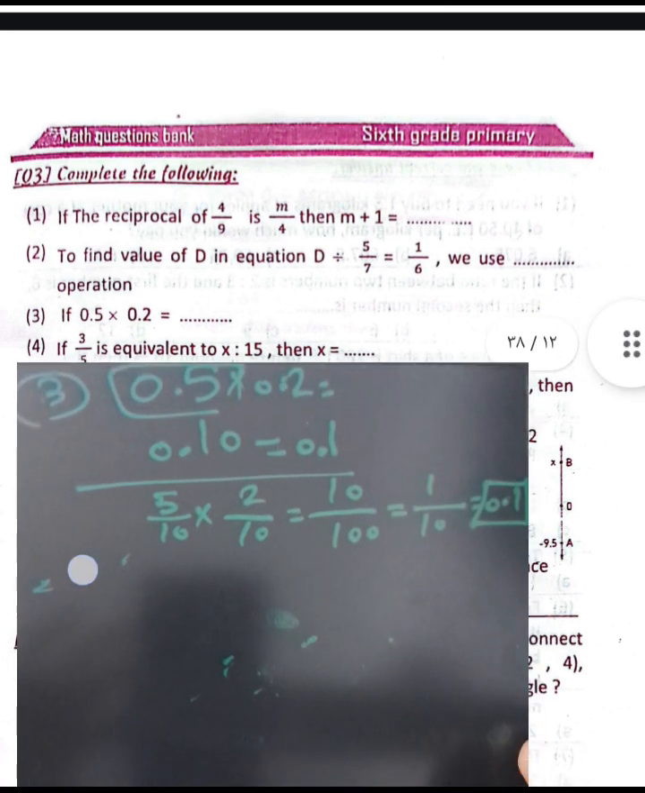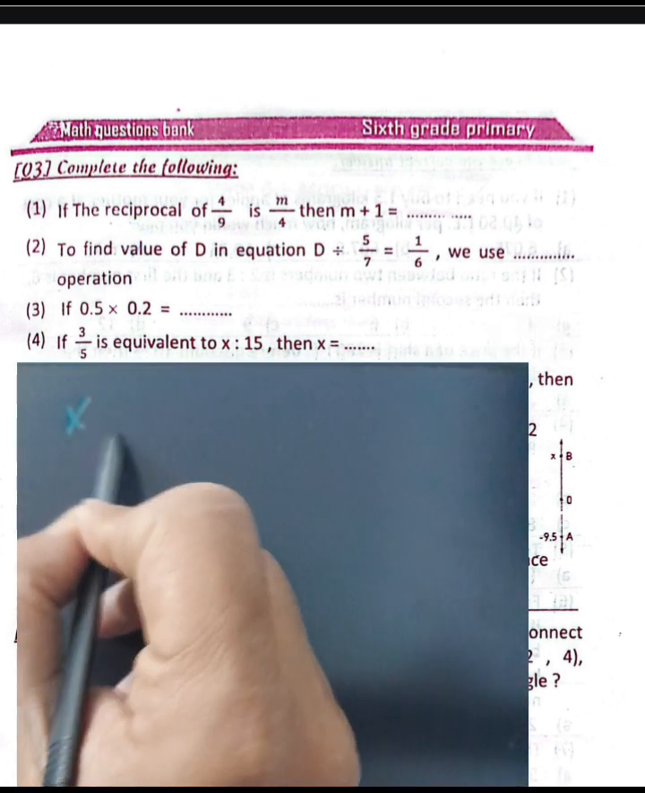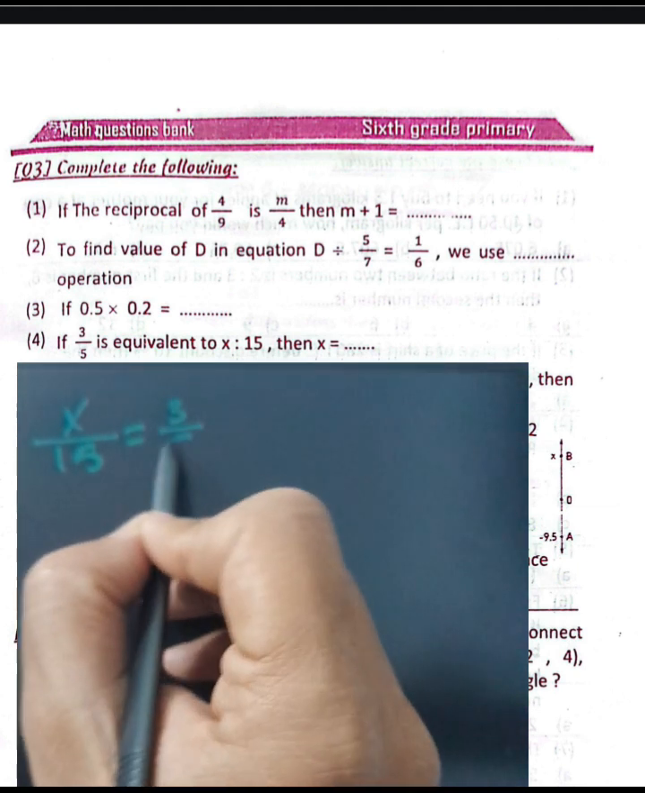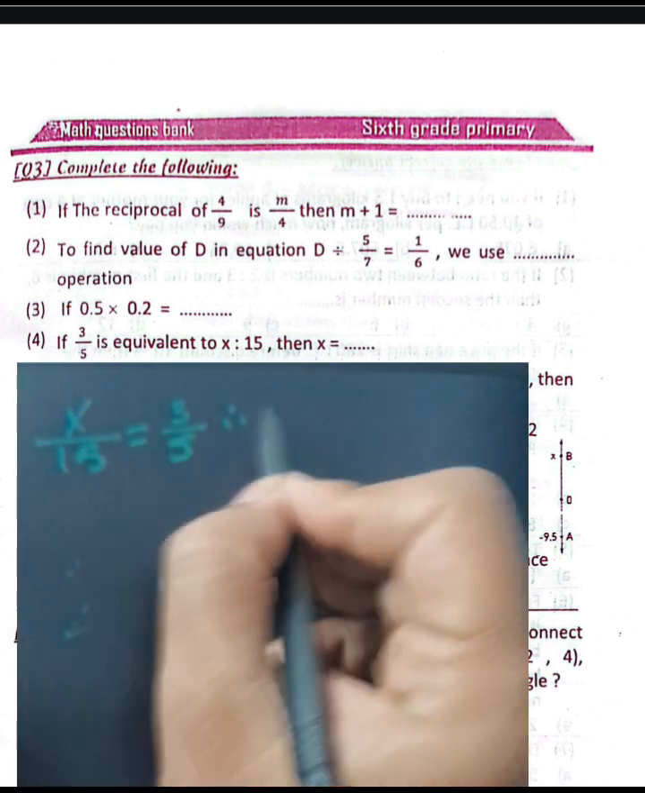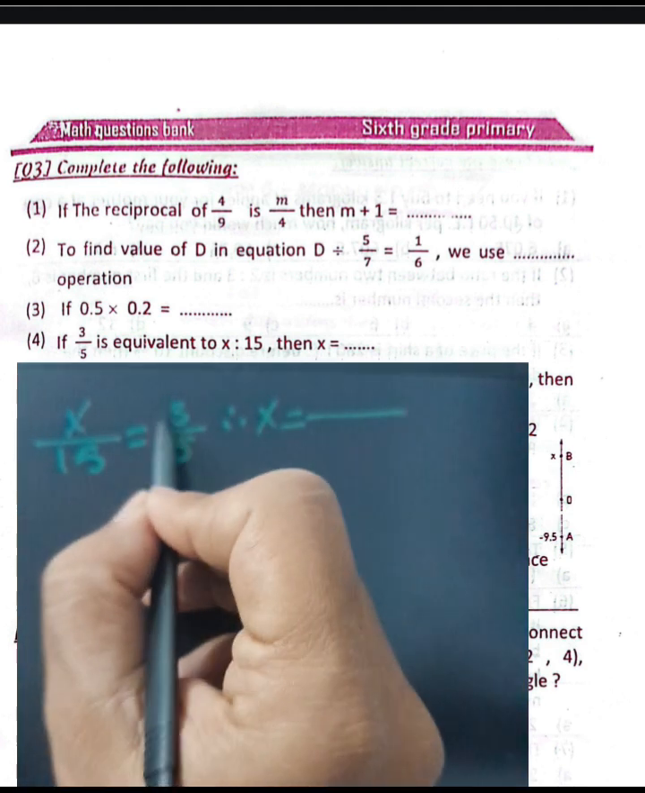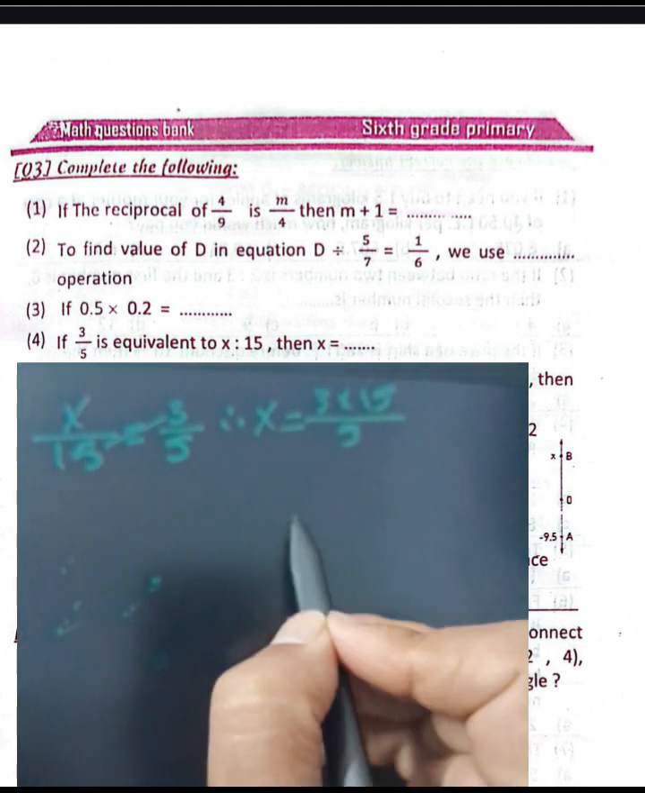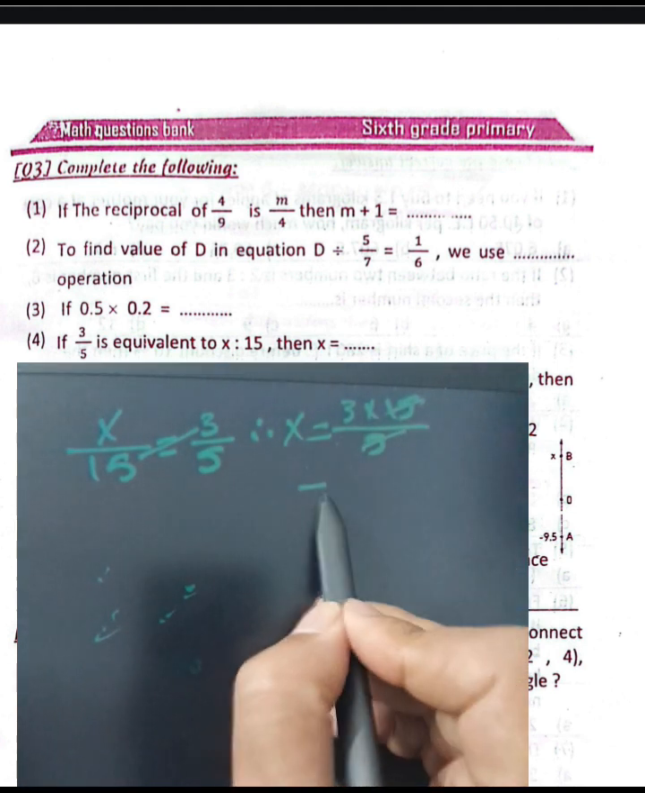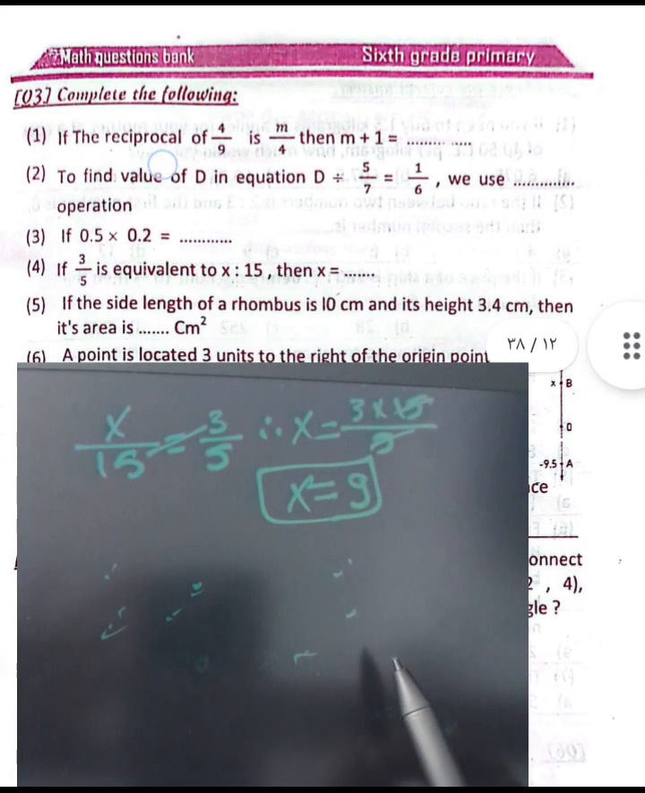Question number 4. Here, if 3 over 5 is equivalent to x over 15, then to find the value of x, we can use the product of extremes equals the product of means: 3 times 15 over 5. 3 times 15 divided by 5. 15 divided by 5 equals 3. 3 times 3 equals 9. Then the value of x here will be 9. Question number 5.